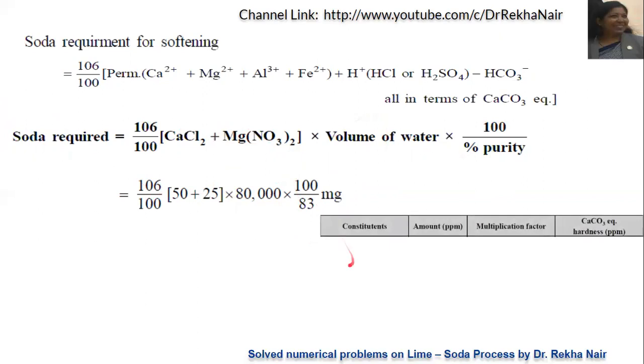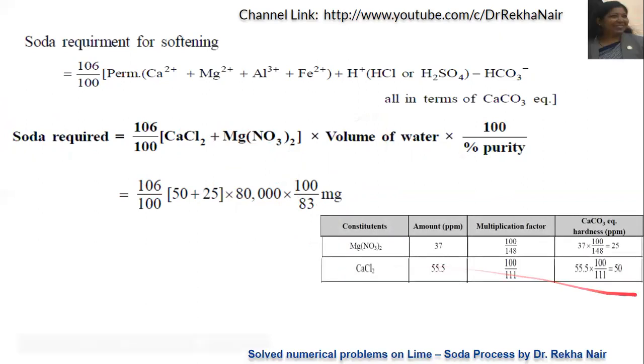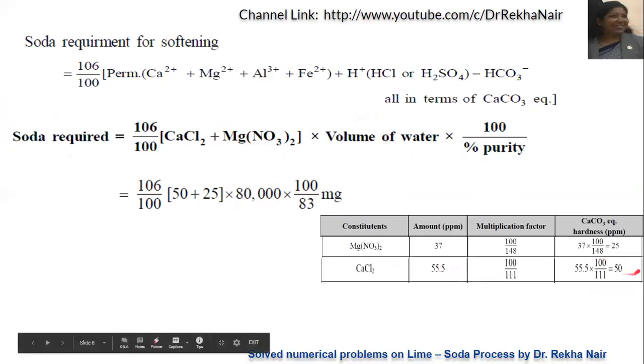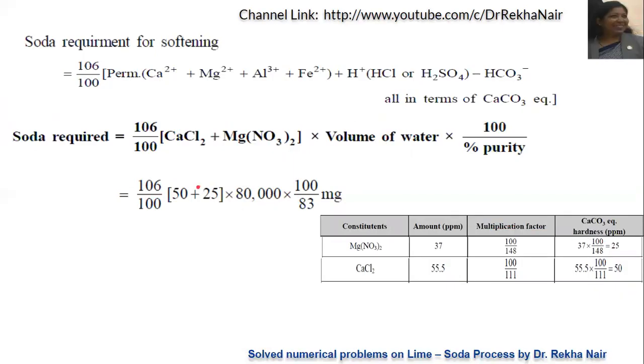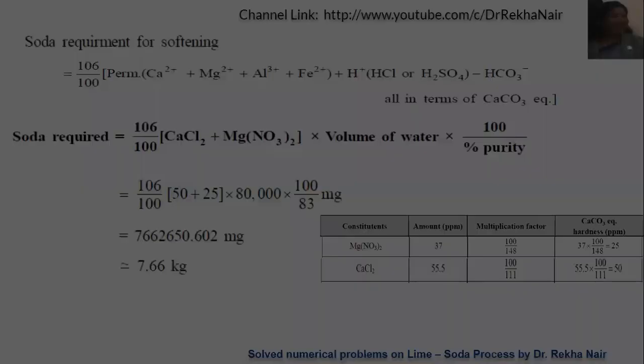Let us see the values also. For calcium chloride we have 50, and for magnesium nitrate we have 25 as CaCO3 equivalent. We put in the values and we get the answer as 7662650.602 milligram. We can convert it into kg, and it will come out to be 7.66 kg.